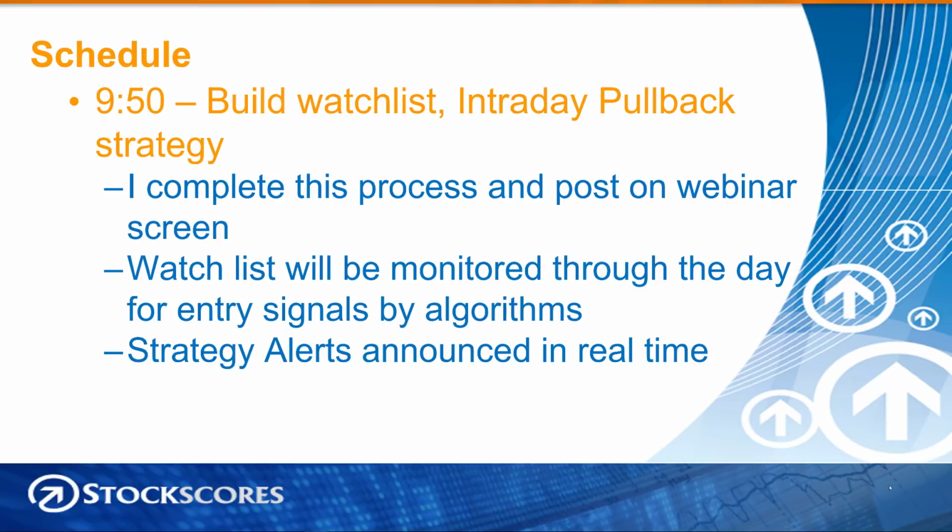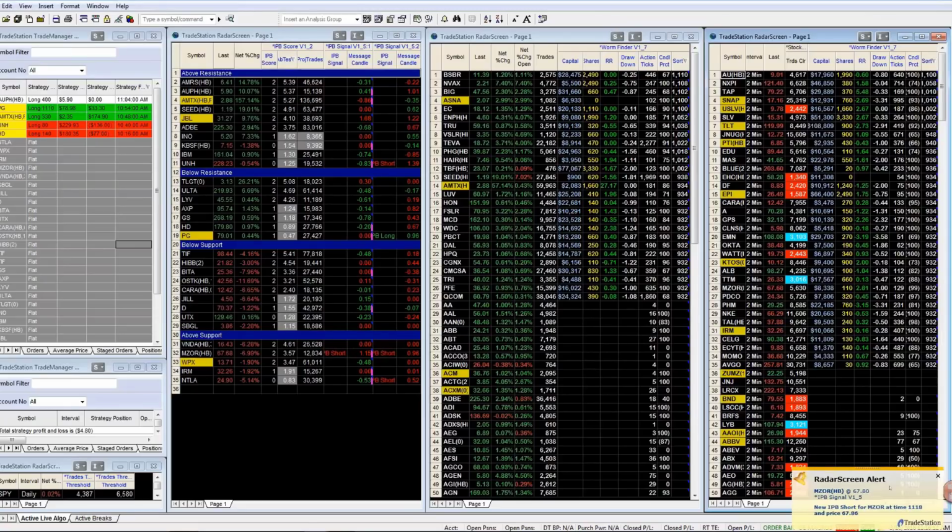The watch list is then monitored throughout the day for entry signals by my algorithms. Again, I'm too slow. The computer can do this much more quickly, much more effectively. We don't miss any alerts. For many, many years, I did this manually. I did okay with it. But now that it is a completely algorithmic and automated approach, it's just way, way better. It's way easier for us as traders, and it's more profitable because we don't miss the trades. We are getting strategy alerts announced in real time.